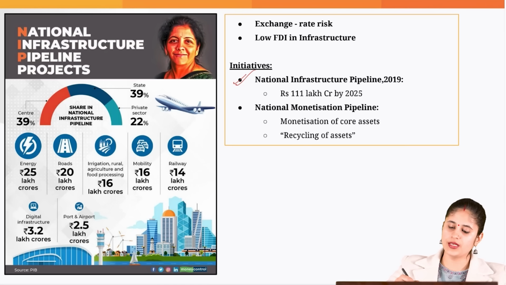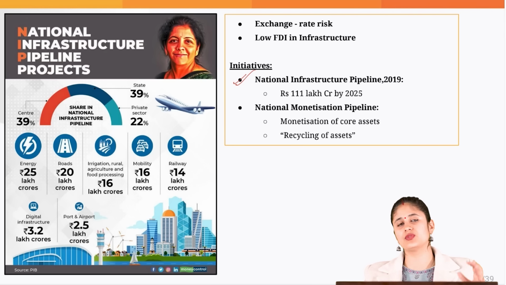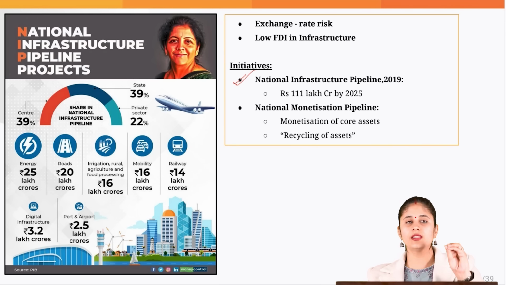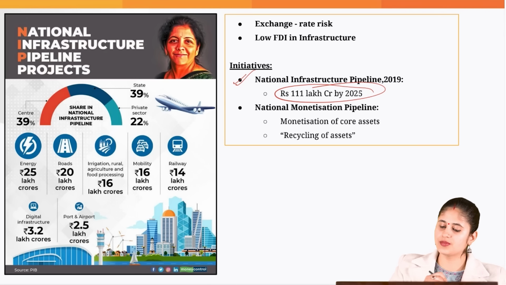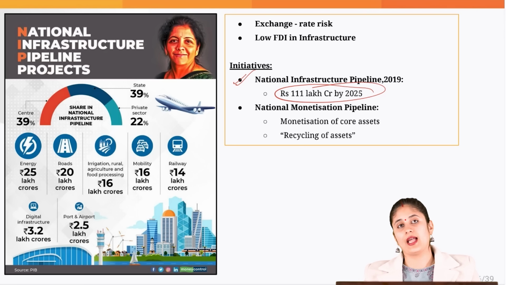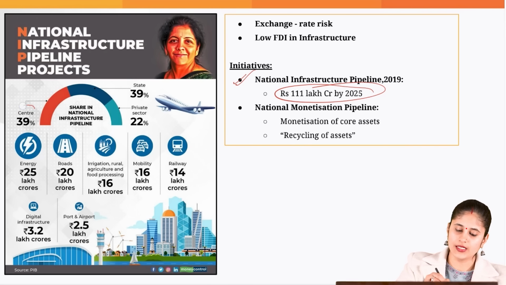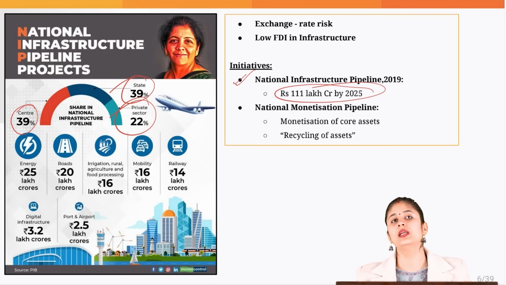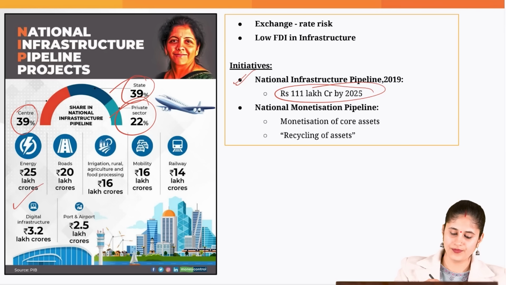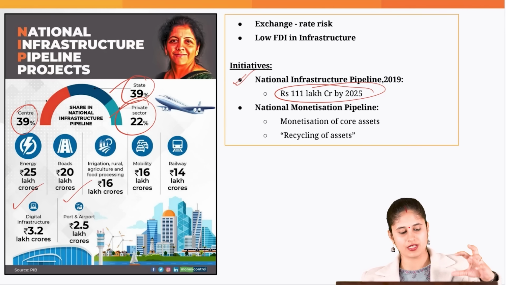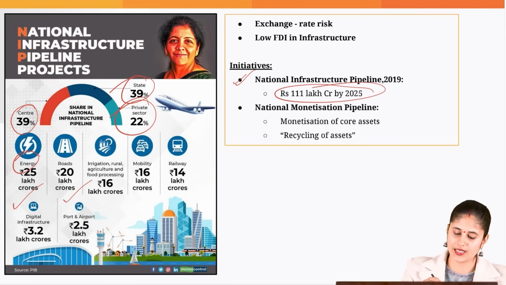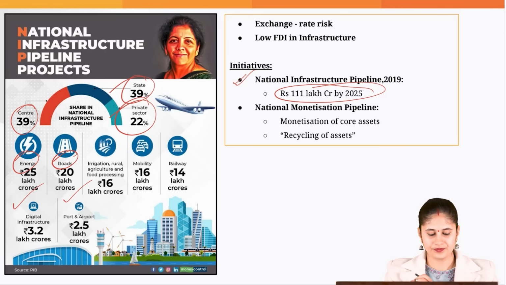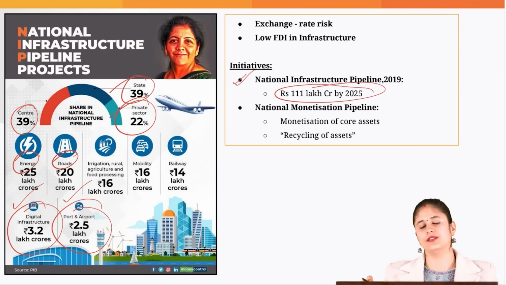So the first and prominent initiative is the National Infrastructure Pipeline, which was launched in 2019, wherein the government has decided that we will be investing 111 lakh crore by 2025, and this entire money would not be coming from the central government. 39% of the funding would be coming from the center, again 39% from the state governments, and 22% of the funding would be coming from the private sector. And as you can see, the majority of the infrastructure funding would be going to the energy sector and road sector, as compared to ports and digital infrastructure.